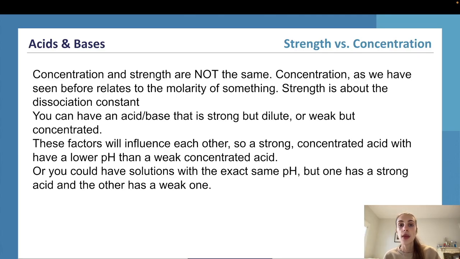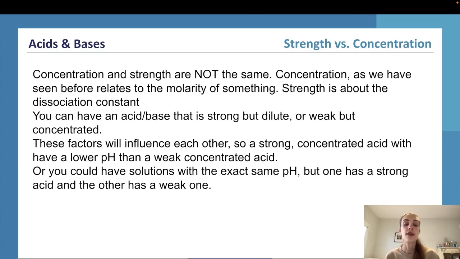So overall, this means that you can actually have a base or an acid that is really strong but quite dilute, or you can have one which is very weak but is actually quite concentrated. And so these factors are going to influence each other, particularly in terms of pH. So for example, a very strong concentrated acid is going to have a lower pH than a weak concentrated acid.